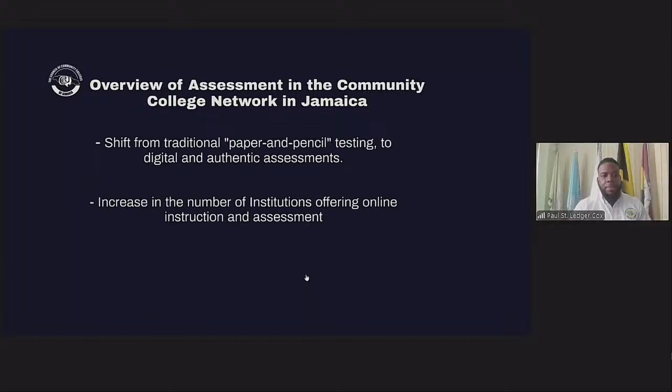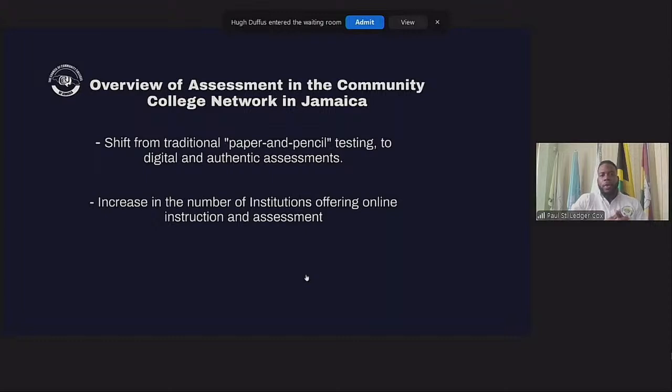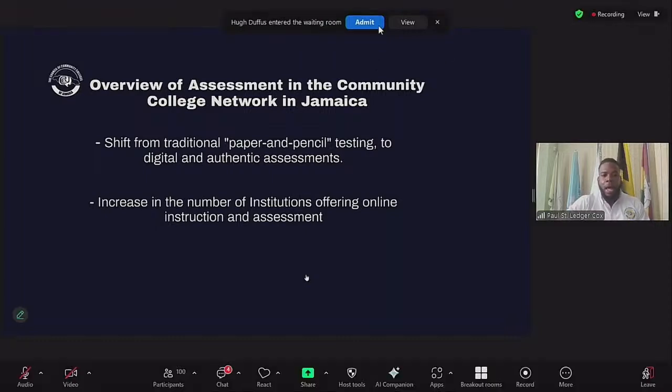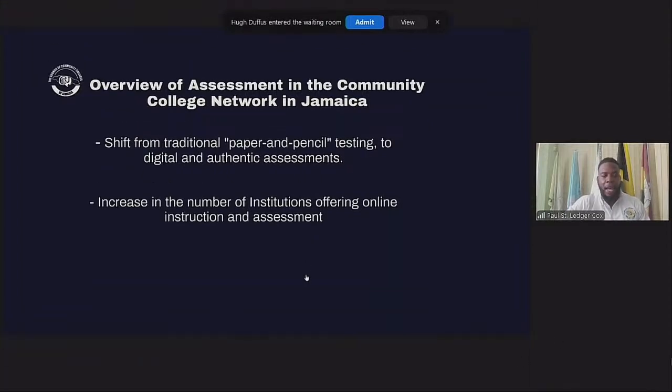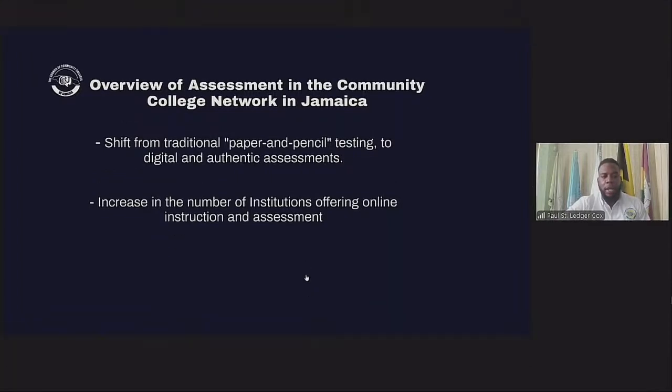No, the task is mine to bring to your attention an overview of what has been happening here at the Council of Community Colleges of Jamaica and the colleges and polytechnics that we currently serve in the island. Now, there has been, over the last 2 years, a policy shift. We have received a mandate from our council to focus our assessments primarily on digital assessments and authentic assessment.